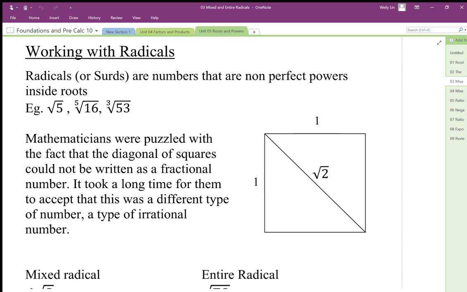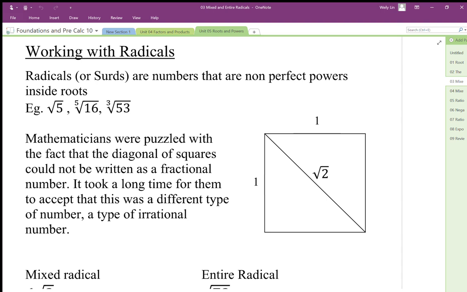These numbers we first encountered as mathematicians a long time ago. They weren't really sure what to make of these numbers, because when they worked out the diagonal of the square, the diagonal length was some number that we now know as root 2, but they didn't know how to write that number. They couldn't write it as a fraction. It took a long time for them to accept that this number was not a fraction. In fact, it's a different type of number, an irrational number.